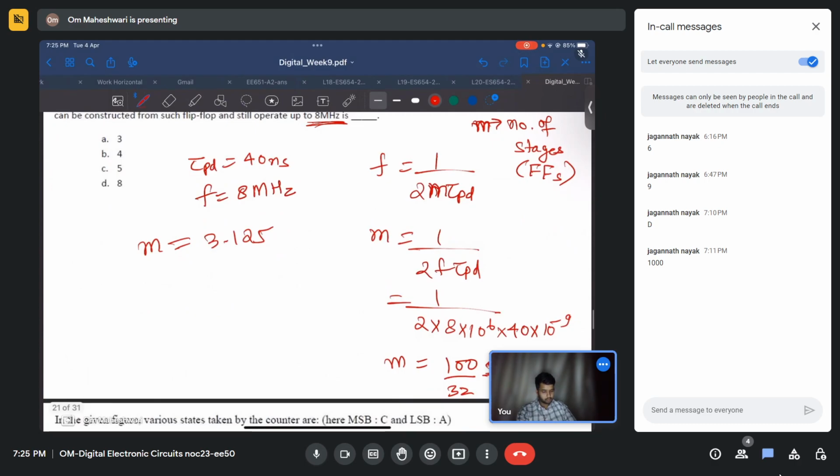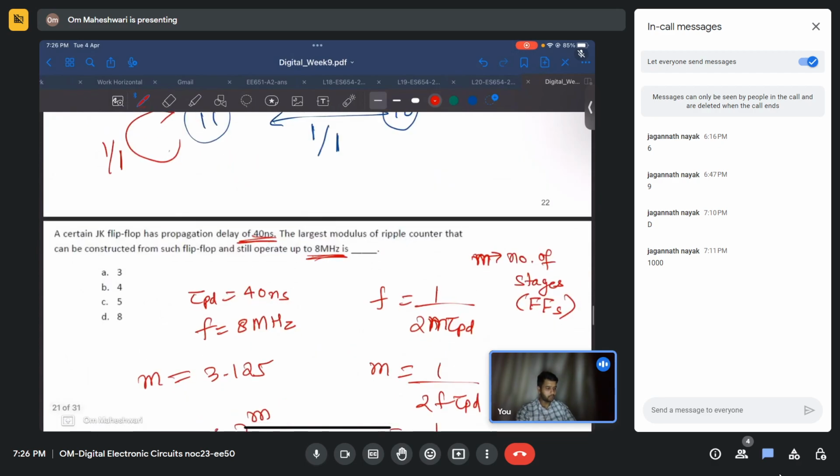So n is less than or equal to, we know, 2 to the power number of flip-flops, right? The modulus is less than or equal to mod 2 to the power 3.125. So we know 2 to the power 3 is 8. So it will be more than 8, let's say 8 point something. So 8 is less than 8 point something, right? So the maximum mod that we can count is 8.